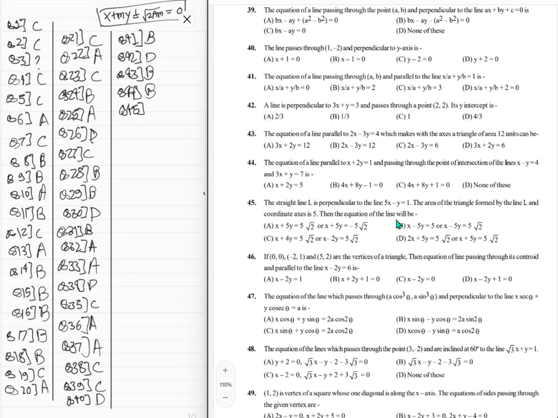Then the equation of the line will be, hey, I think I've seen this somewhere. Straight line L is perpendicular to this line. That means its slope is negative 1 upon 5, because this has slope 5, so it definitely has negative 1 upon 5. Its area with the coordinate axis is 5. Look at this equation. Nice, very nice.